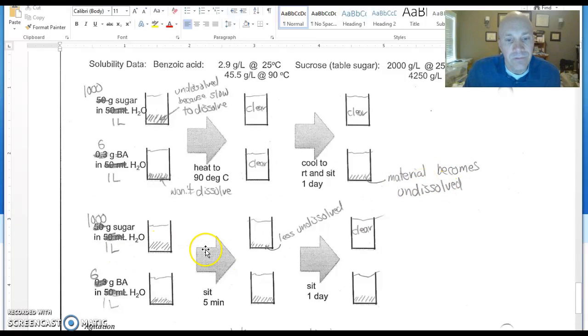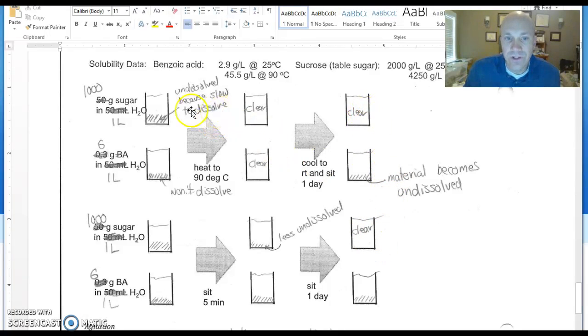So what would happen in the situation where we just let these things that were sitting at room temperature sit for a while? The sugar is going to eventually become totally dissolved, whereas the benzoic acid will stay undissolved. So remember, after a day, the sugar water is going to look the same no matter what you do.